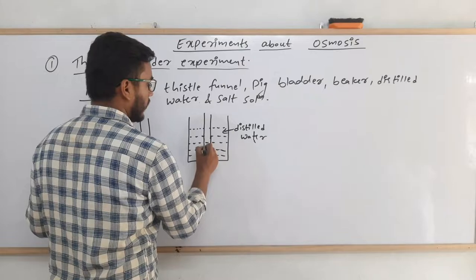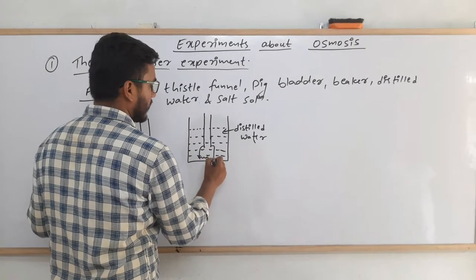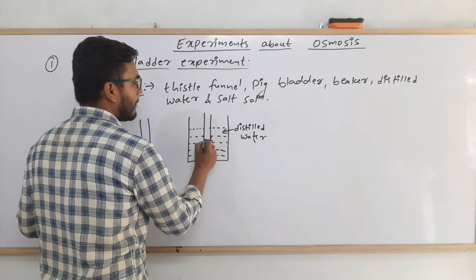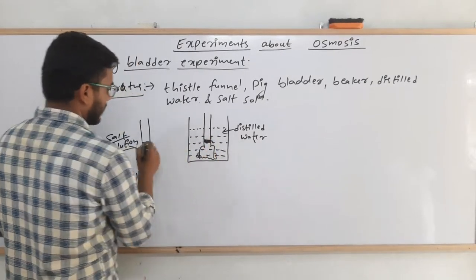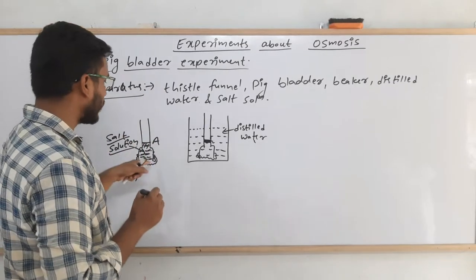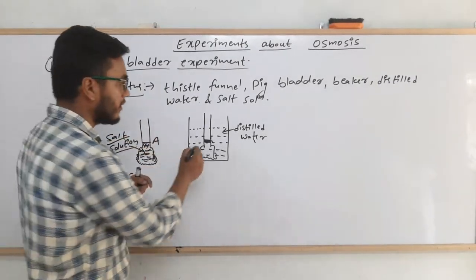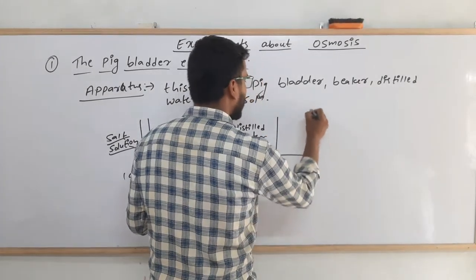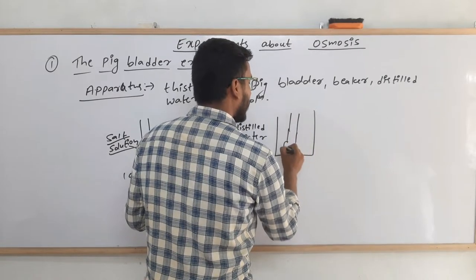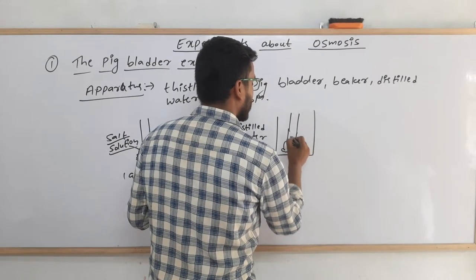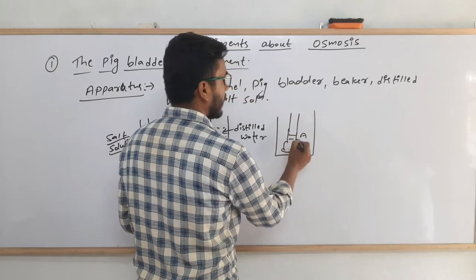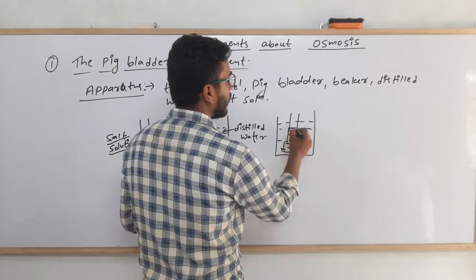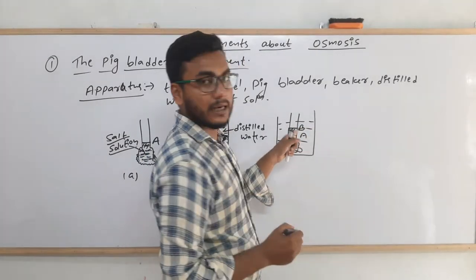Now we get a figure like this, right? This is the thistle funnel and here this is the marking, the solution, that is the sugar solution, was up to this A. This is the marking point. Now if we leave it for some hours, then what will happen? Slowly the level of the sugar solution rises. Initially it was at point A. Now this will rise to B. It will reach till B.